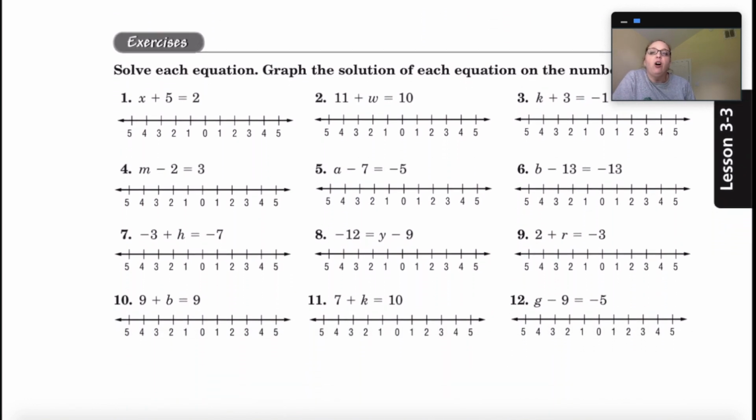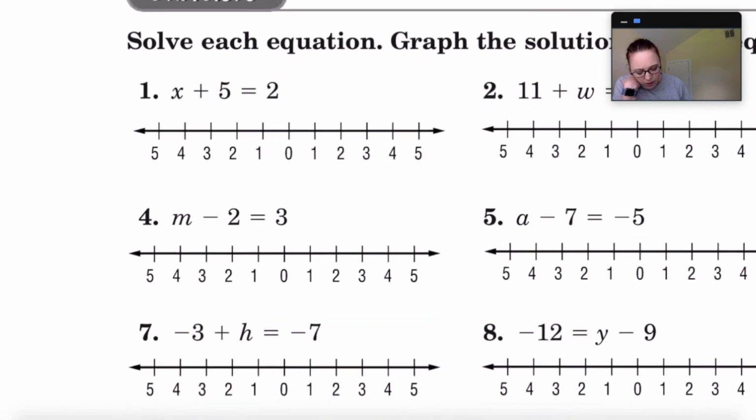So it says to solve each equation and graph the solution of each equation on the number line. So let's look at number 1. We have x plus 5 is equal to 2. So when we're solving this, we're going to subtract 5 on each side. When I do that, I end up with x equals negative 3. So the solution is going to be x equals negative 3.